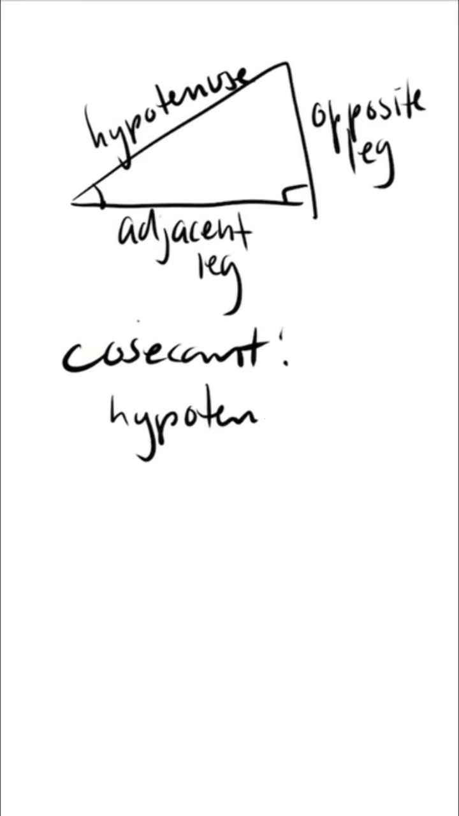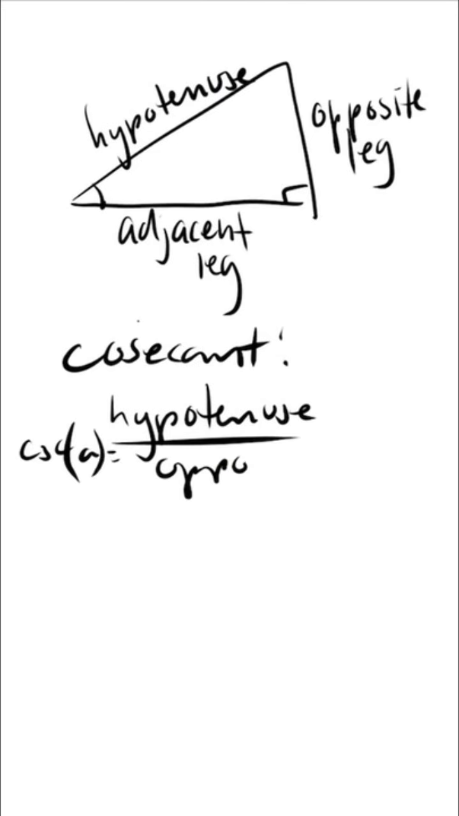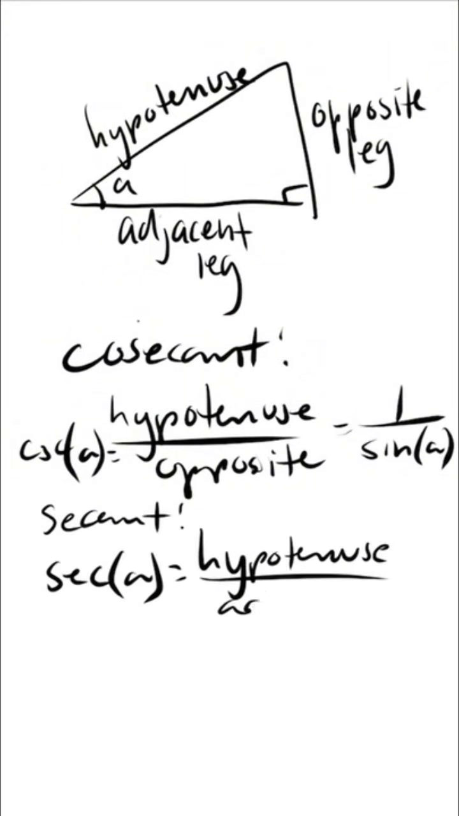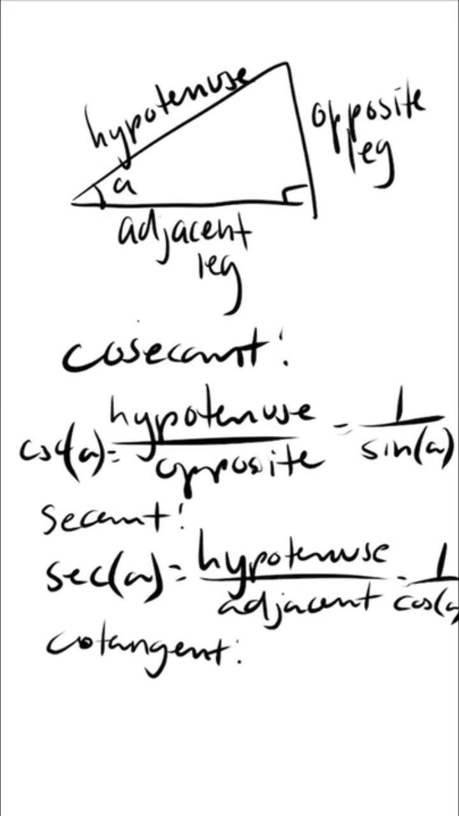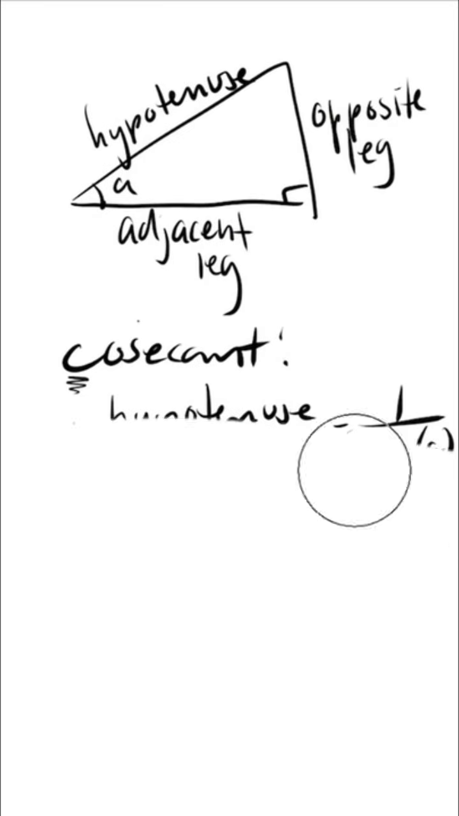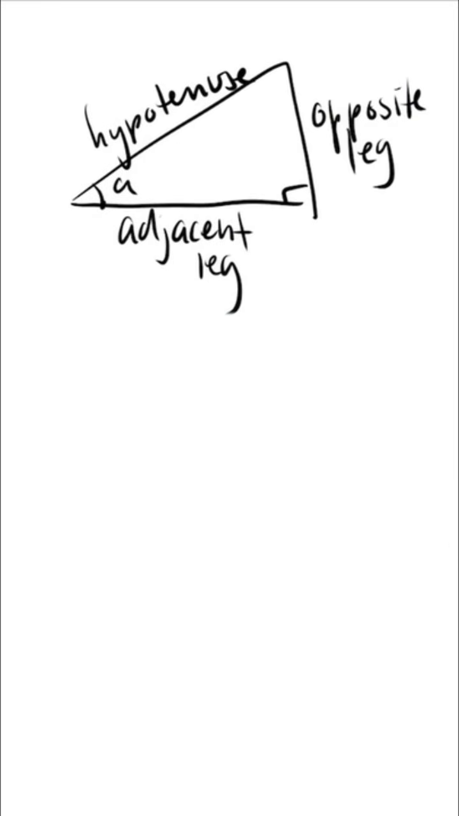Like cosecant, abbreviated to csc, which is the hypotenuse divided by the opposite side, also 1 over sine A. Then there's secant, abbreviated to sec, which is the hypotenuse divided by the adjacent, aka 1 over cosine. I find it kind of ironic that cosecant is 1 over sine A when it starts with C, and secant is 1 over cosine A when it starts with S. Next we have cotangent, abbreviated to cot, which is the adjacent divided by the opposite, aka 1 over tan A, which is really easy to remember.